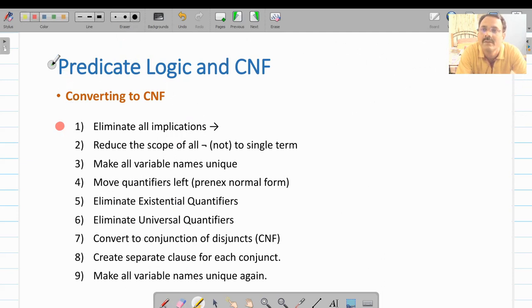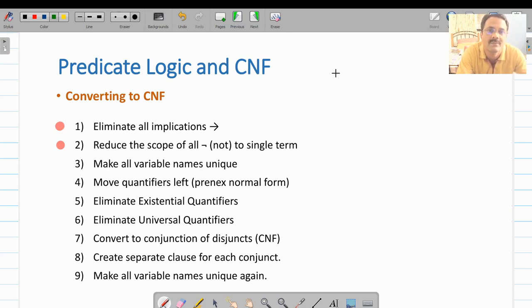In step 2, you have to replace those not operators whose scope covers more than one predicate with a single predicate. That means we say reducing the scope of the not operator. To reduce the scope of the not operator, we know De Morgan's laws, so that can be used for this purpose.